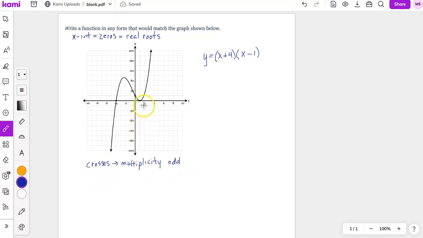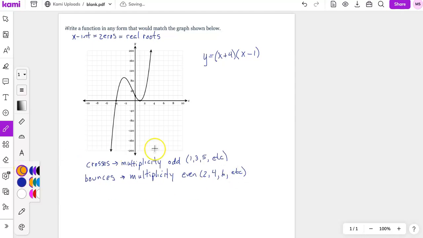Now you'll notice at 1, the graph bounces off of the x-axis. If the graph bounces, then we know the multiplicity is even. So you could use any even number like 2, 4, 6, etc. But the best thing to do is just stick with 2. The higher you make the number, the harder it's going to be to find the y-intercept. So we're just going to use 1s and 2s.